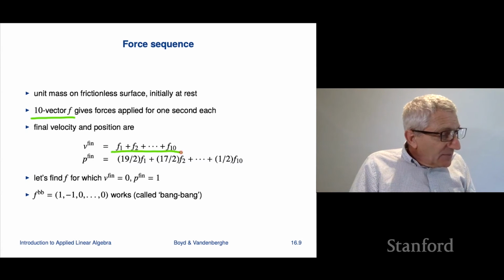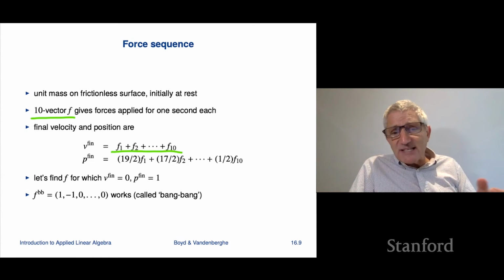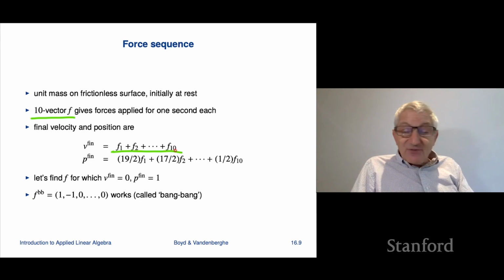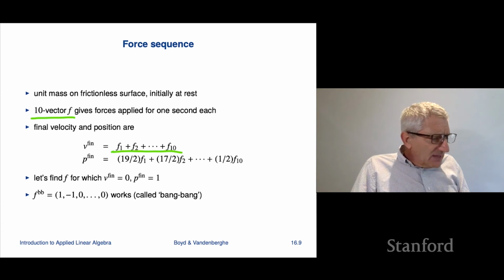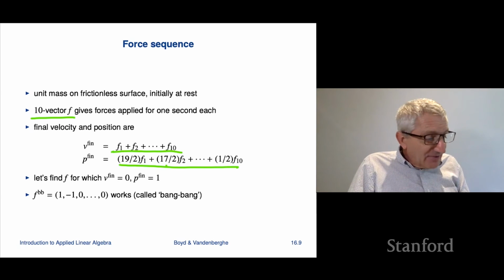The velocity is just the sum of the forces, right? Because if I apply 1 Newton to a 1 kilogram mass for 1 second, it acquires a speed of 1, right? And if I apply a force F1, it acquires a speed F1, okay? So it's actually the sum of the forces gives you the final velocity. The position, you can work it out. It's not very hard, but it's equal to this. It's like 9.5 times F1. I guess that is 8.5 times F2, and so on, and only a half of F10, right?